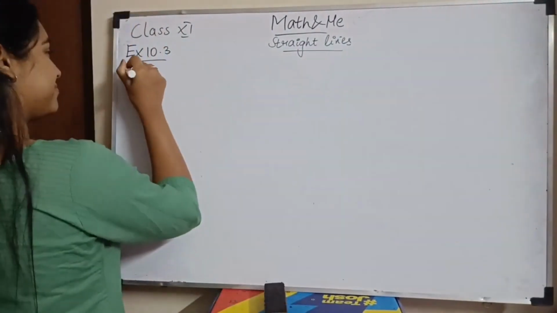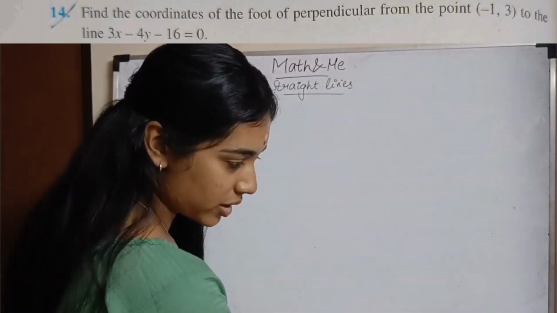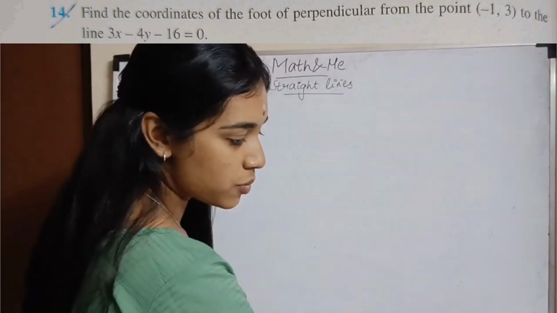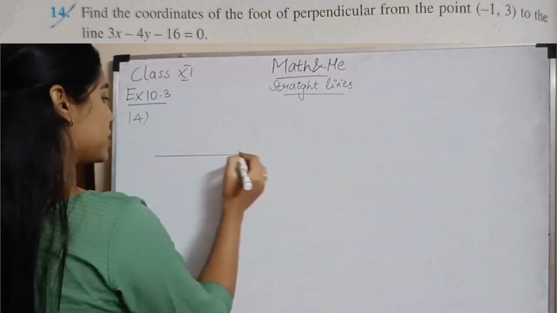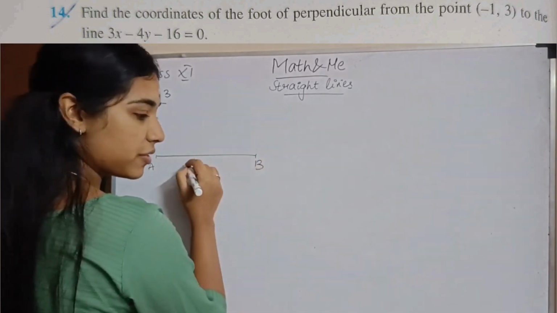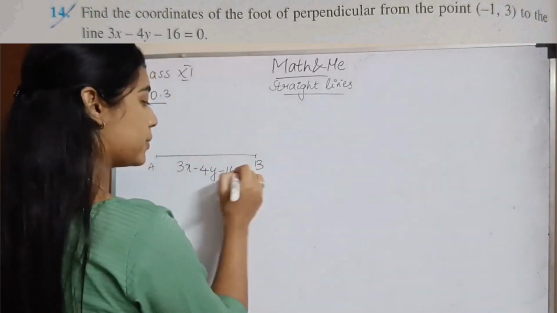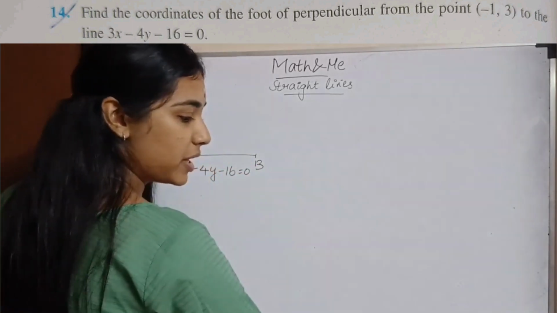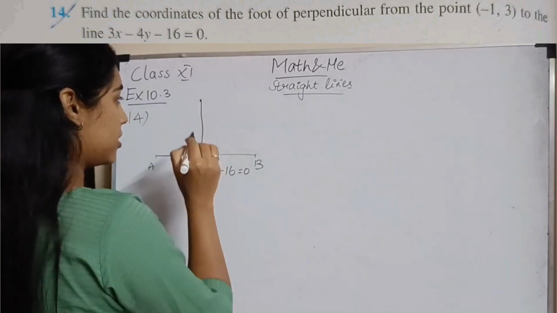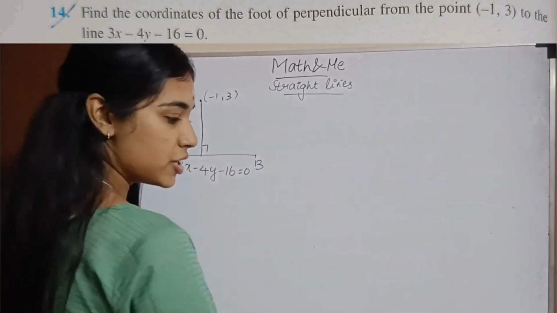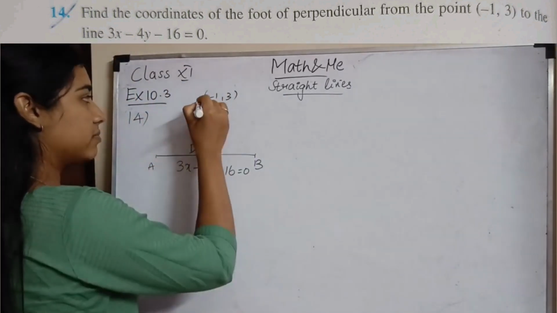Question number 14. Find the coordinates of foot of the perpendicular from the point -1, 3 to the line 3x minus 4y minus 16. So you have a line with equation. So let me call this AB. Equation of this particular line is 3x minus 4y minus 16 equals 0. There is a perpendicular line from the point -1, 3. So here, one perpendicular line from -1, 3. So you need to find the coordinates of the foot of the perpendicular. They want you to find the coordinates of D.